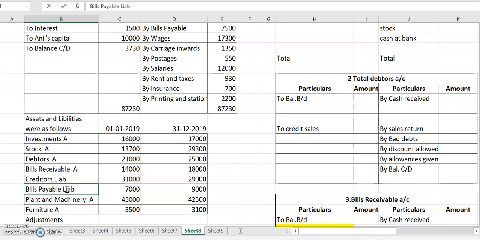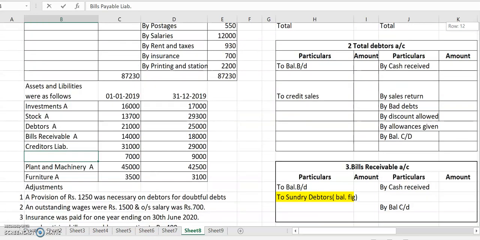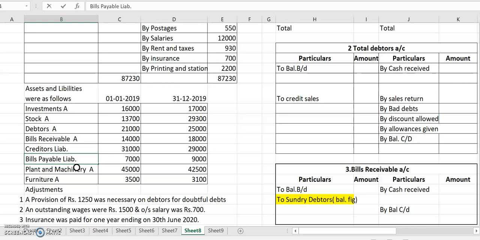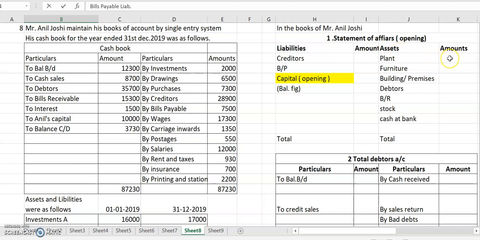So now we prepare the opening statement of affairs to find your opening capital balance. Is there any amount related to the plant? Yes, plant and machinery are there. So according to this, we post everything in the opening statement of affairs. First, plant and machinery is recorded as 45,000. Then we move towards the furniture. It is 3,500.